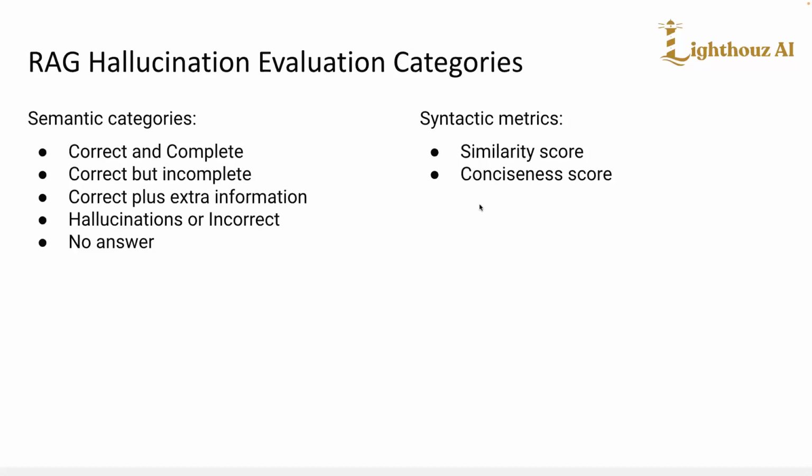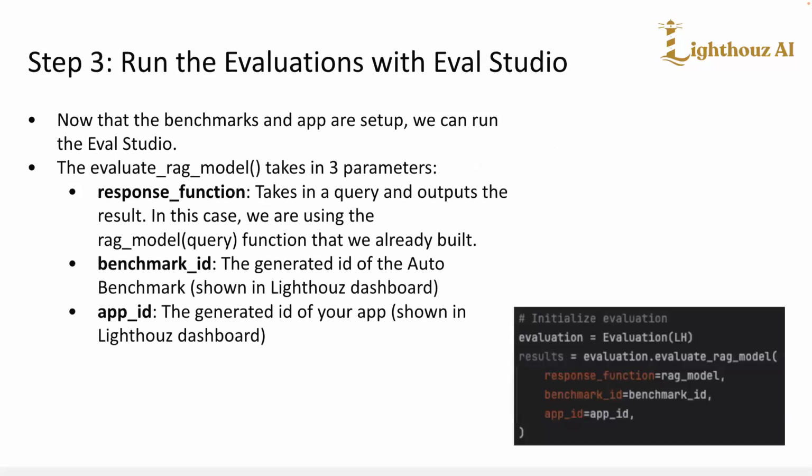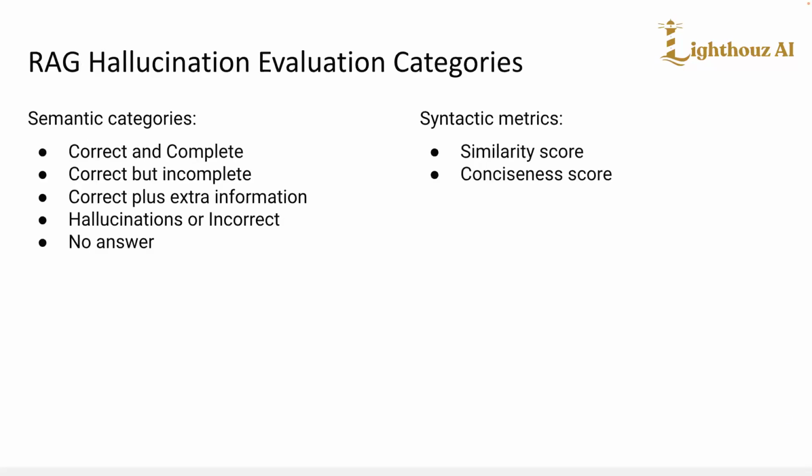Along with that, we also give syntactic metrics like the similarity score, which is the cosine similarity between the generated and the expected response, and the conciseness score, which measures the length between the generated and expected response. So these are the evaluation categories and criteria.